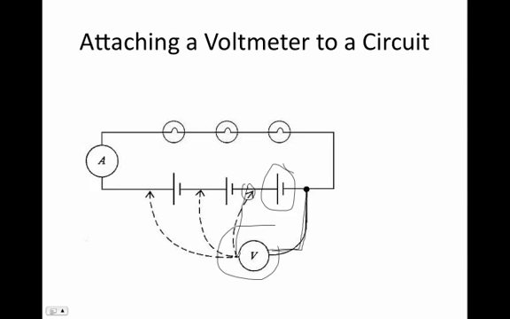Let's say we want it between here and here, then we would hook the wire there, and we call this hooking up in parallel. And voltmeters have to be hooked up in parallel, whereas galvanometers and ammeters have to be hooked up as part of the circuit or in series.